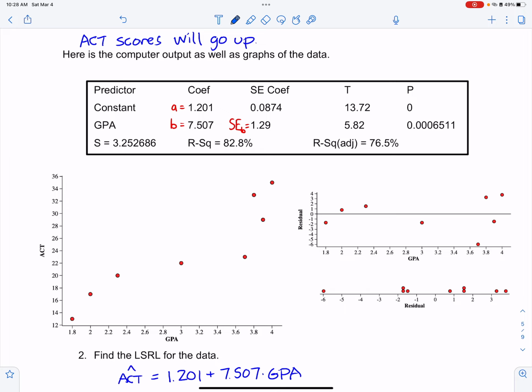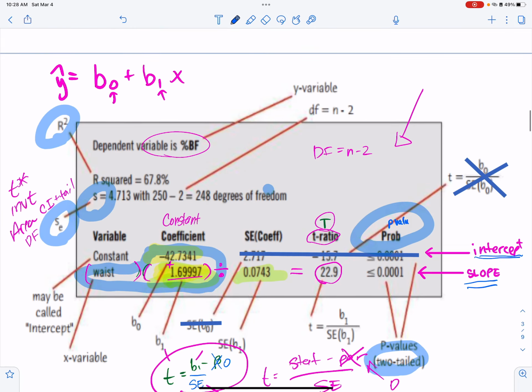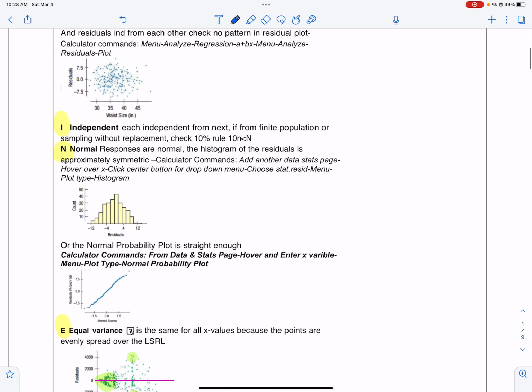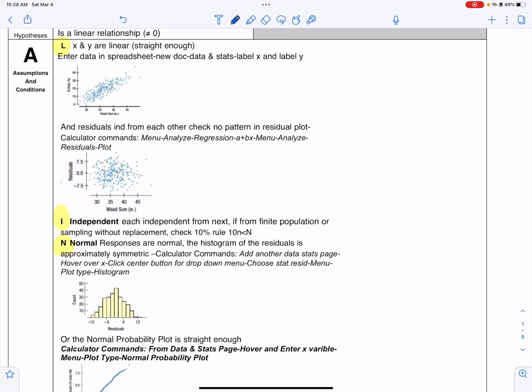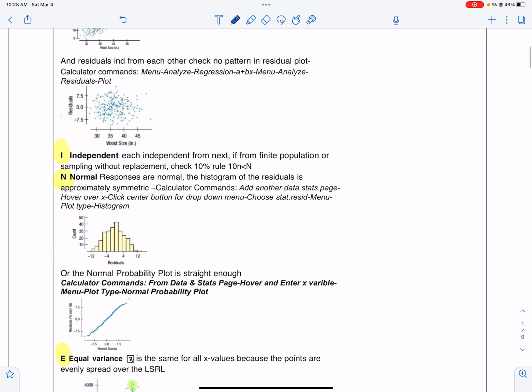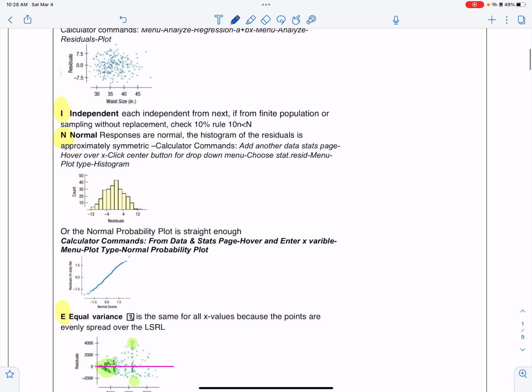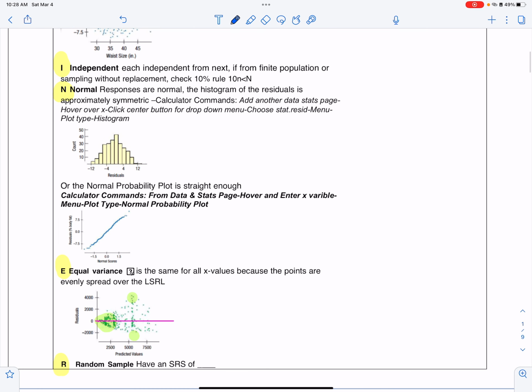So looking at your conditions, I'll jump to them real fast just so you can see what I'll be doing. We have to have linear, which L stands for. I have to see if it's straight enough, and the residual plot is a random scatter. Independent, I have to check the 10% rule for independence. As I just discussed, my normal model requires that my residuals be dispersed in a normal fashion, or you can check your probability plot, which would be straight.